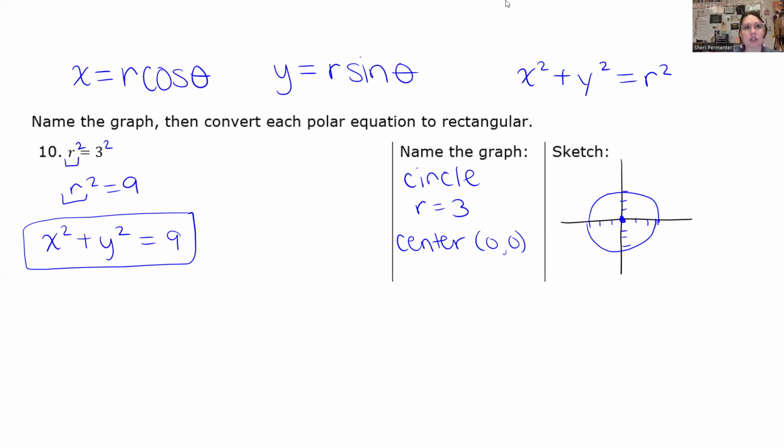So I can use conversions, or I can recognize that it's going to be in this form. So I've just got to square the radius. Any questions over making the equation of a circle centered at the origin?